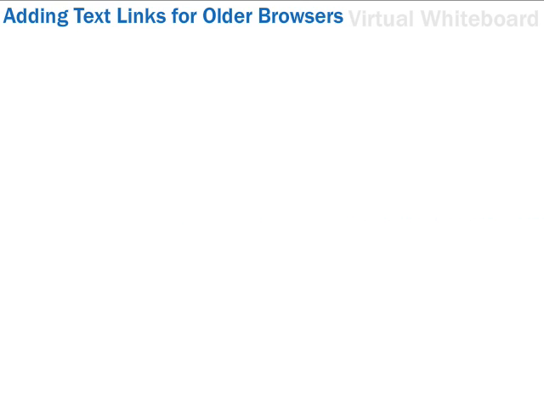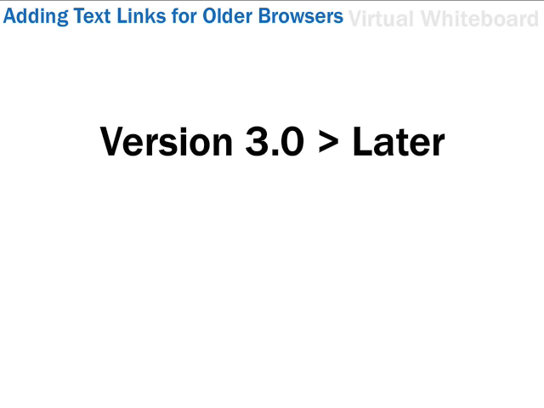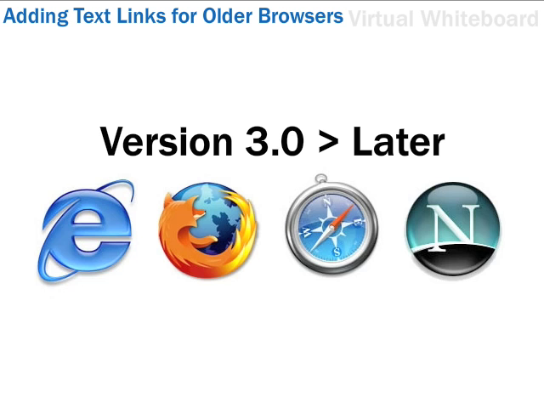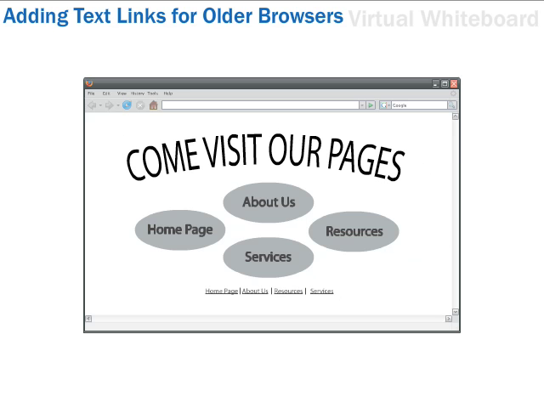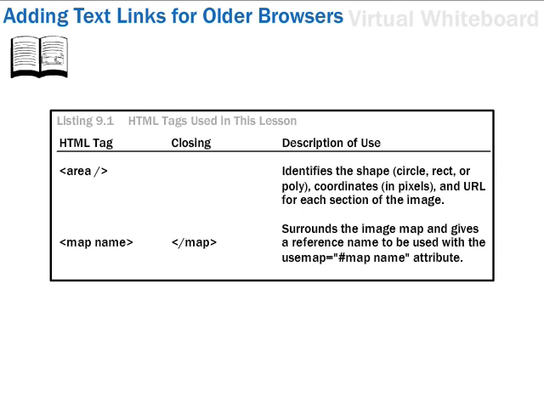Because client-side image maps can only be interpreted by version 3.0 or later web browsers, you'll need to provide another way for your visitors to get to the other pages in your website. The easiest way to do this is to provide text links under your image, as you can see in this HTML sample. As you can see, text links are standard HTML links. They will follow the IMG tag and direct the viewer to the same pages they could reach with the image map. This figure shows you how these links will look in the web browser. This table lists the HTML tags that we discussed in this lesson.